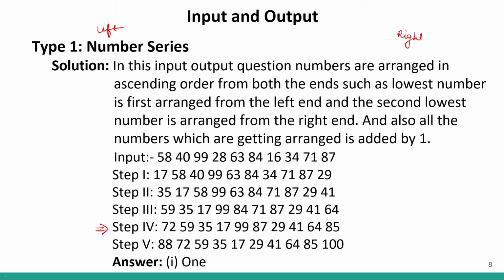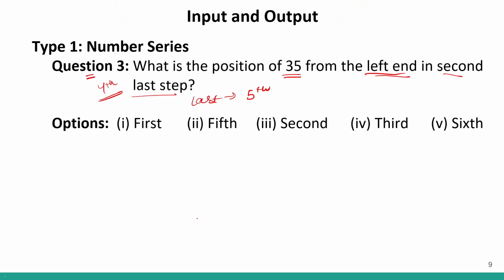So position of 35 from left. This is 35. Position of 35 from left in step 4 will be 1, 2, 3. It is third from the left. So third is given in which option? It is given in option number 4. So option number 4 will be the correct answer. Okay. Option number 4 will be the correct answer. Moving forward to question number 4.